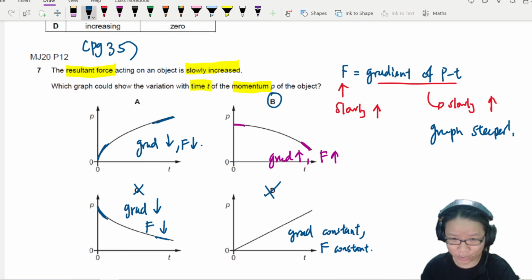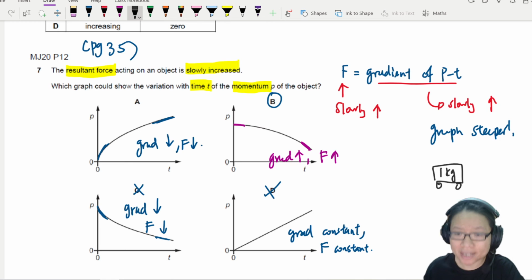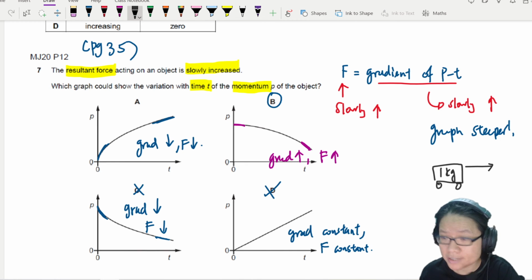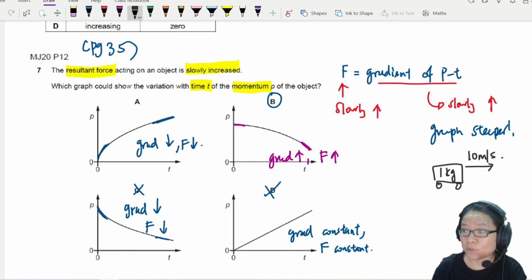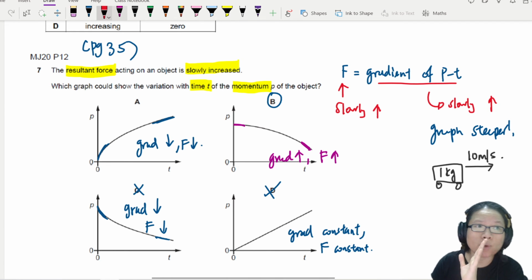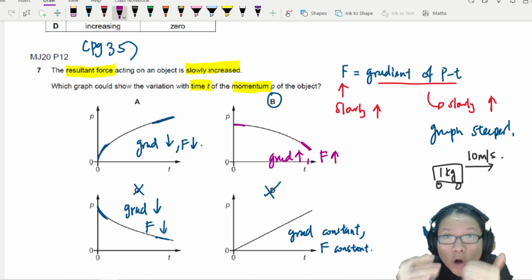Let me explain. Okay, I give you numbers. Let's say I have a trolley. Trolley, I make my life easy. 1 kg. And then the trolley is moving in this direction at, let's say, 10 meters per second. So at t equal to 0, maybe I apply a force of 1 Newton. But be aware, this force has to decrease the momentum of the trolley.